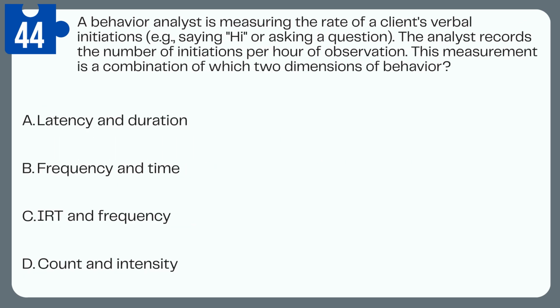Question 44. A behavior analyst is measuring the rate of a client's verbal initiations, example, saying hi or asking a question. The analyst records the number of initiations per hour of observation. This measurement is a combination of which two dimensions of behavior? A, latency and duration. B, frequency and time. C, IRT and frequency. D, count and intensity.